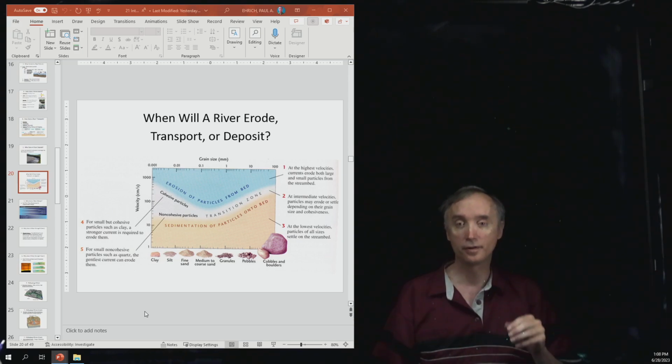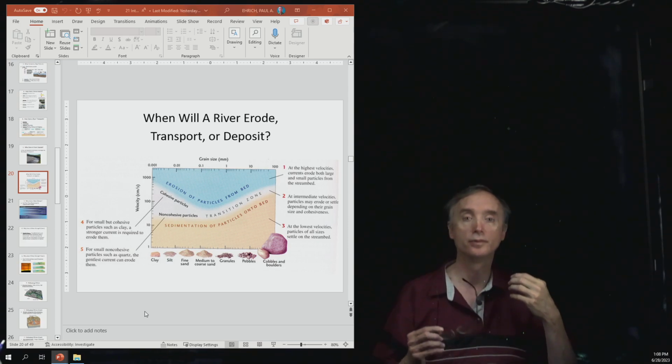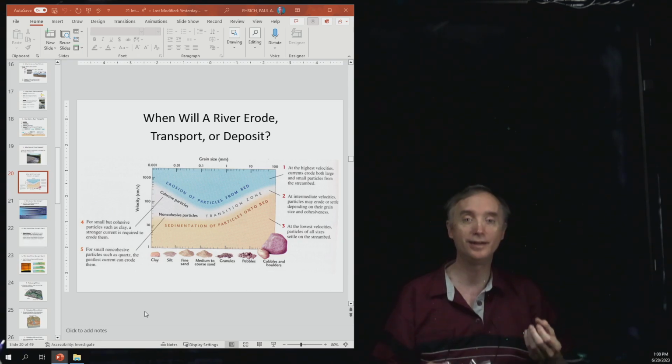So in general, the faster a river flows, the more it's going to erode. And then it also depends on the size of the particles. So in general, the larger the particles, the more it can erode. But in general, those particles are going to be deposited because they're so heavy. So they will just be on the bottom of the river channel. So just be able to understand that picture and note under what conditions a river will erode, what conditions will it transport, and then what conditions will it deposit.